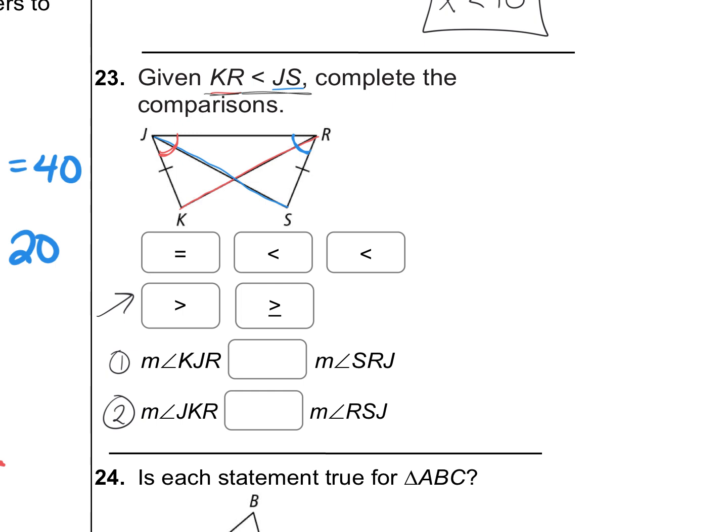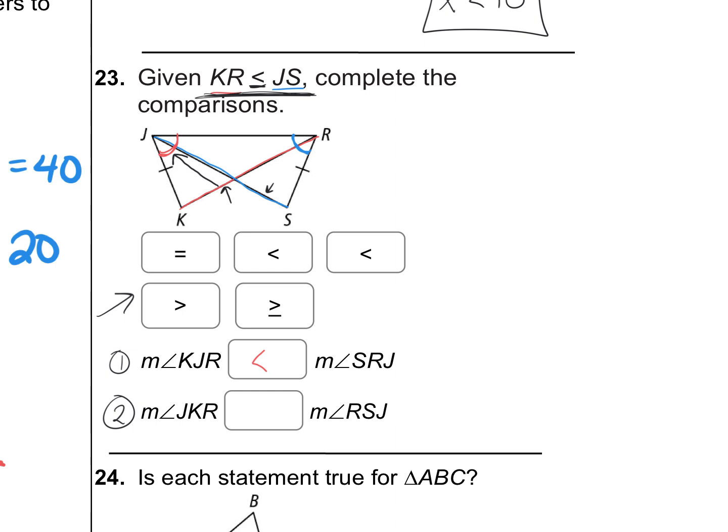Right, use this information. It said KR, which is here, is greater than SJ. So do you agree that this angle should be the biggest? Yes. Or sorry, the smallest. I read that wrong. Do you agree it should be the smallest? Okay, so KJR should be less than SRJ.